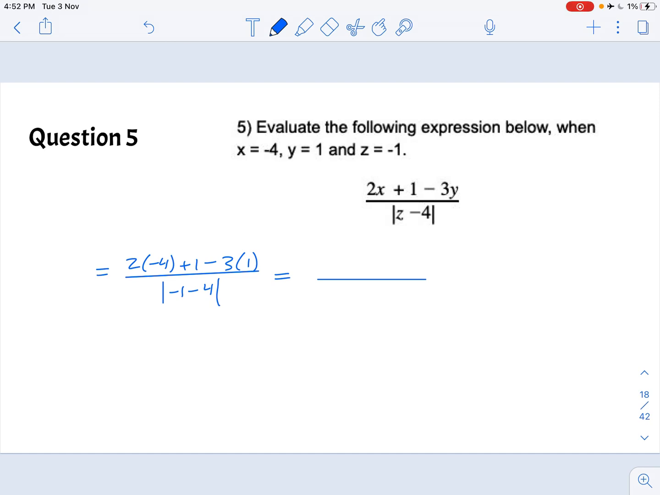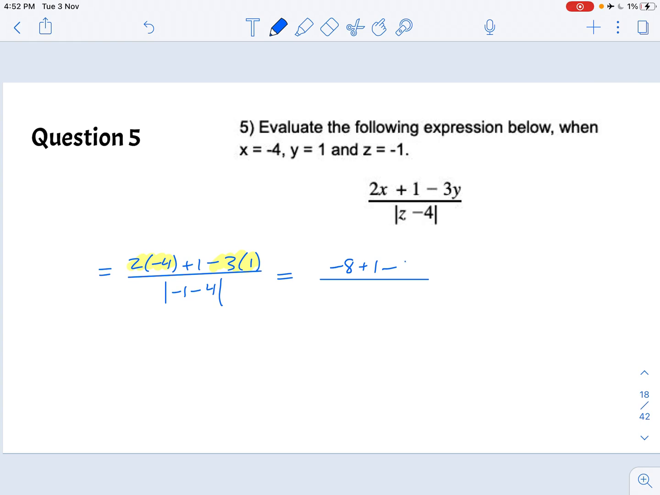So in the numerator, there's 2 places where I'm multiplying. So that's going to be the first thing that I do. That's going to give me 2 times negative 4 is negative 8. And then I've got that plus 1 in the middle. And then I've got minus 3 times 1, which is minus 3.